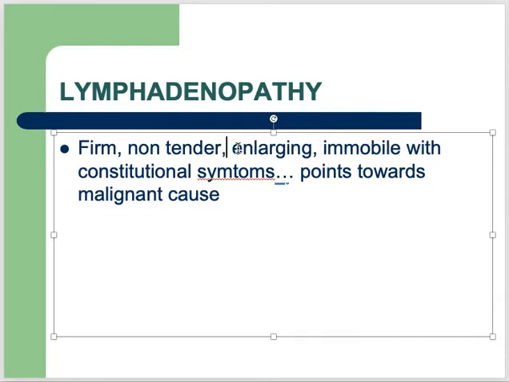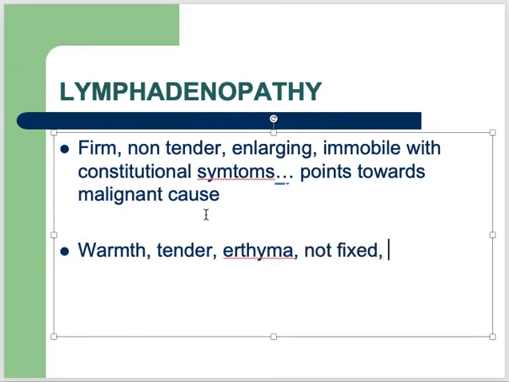if you find that a lymph node is red, hot, tender, it is of course due to infection, right? So you can say warmth, tender, with erythema. Okay, these features are not fixed, of course, not fixed, because malignant conditions destroy the adjoining structures. So not fixed points towards infectious causes, infection simply, right?